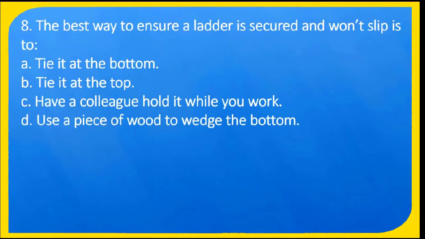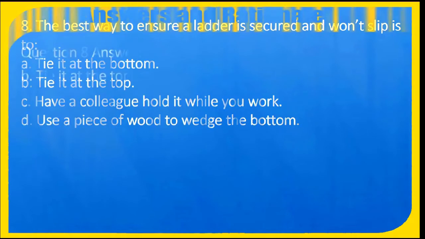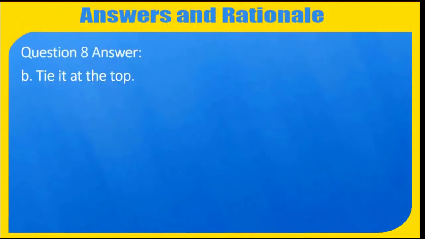Question 8. The best way to ensure a ladder is secured and won't slip is to: A. Tie it at the bottom. B. Tie it at the top. C. Have a colleague hold it while you work. D. Use a piece of wood to wedge the bottom. Question 8. Answer: B. Tie it at the top.